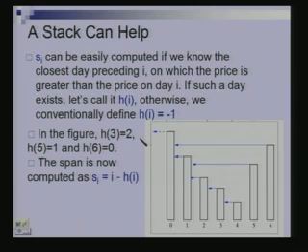Once you have computed these h's, how can you determine S sub I, the span? The span is then just given by, so what is span of 5 then? Span for the price on day 5 is 5 minus 1, 4. So, if we can compute these h quantities, we can compute what the span is very easily.